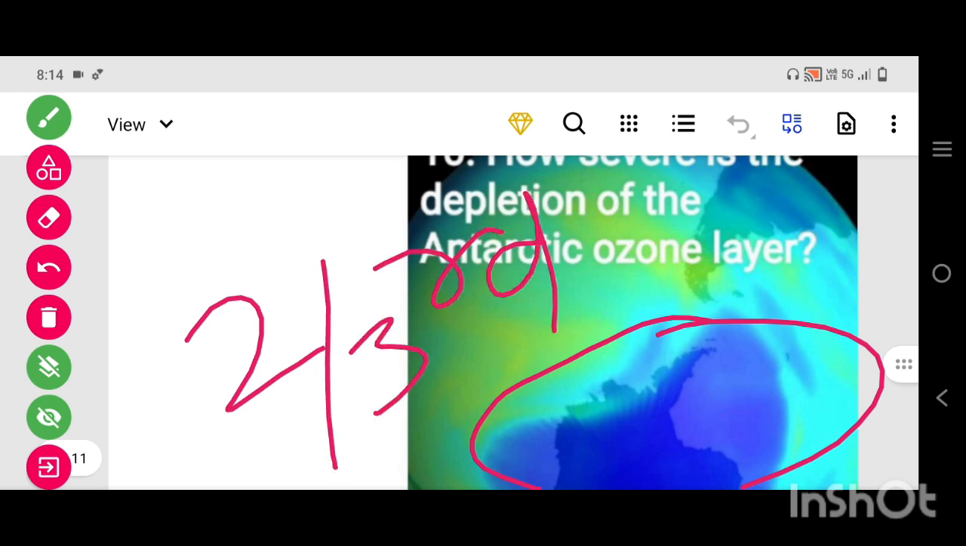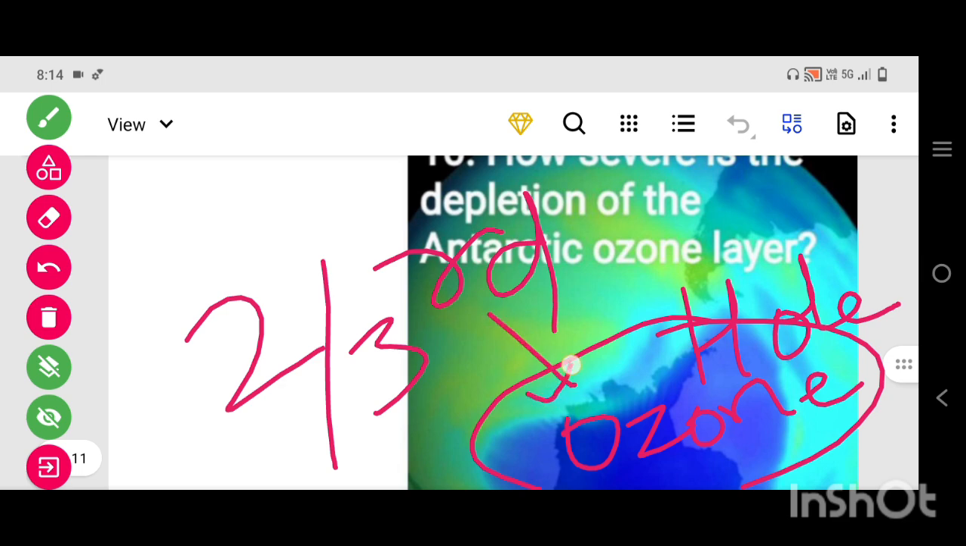So this severe depletion creates the ozone hole. This is the ozone hole. Here the layer got thinner, so a hole is created which allows the harmful UV radiation to pass through without much absorption, without much filtration, coming directly to the earth's surface, damaging and spreading its impact.